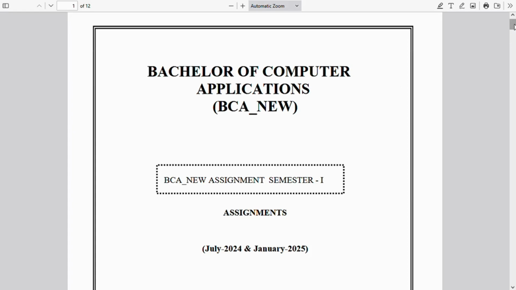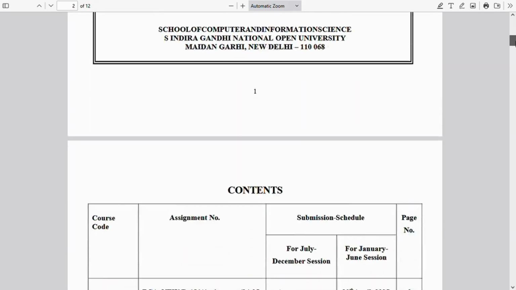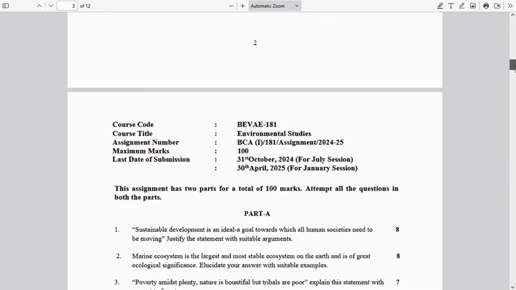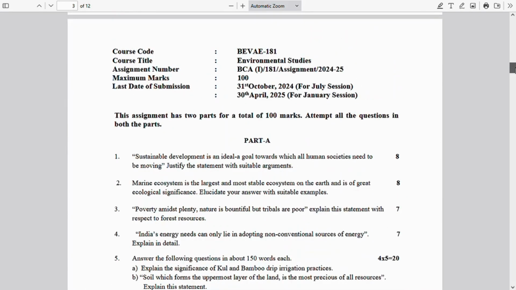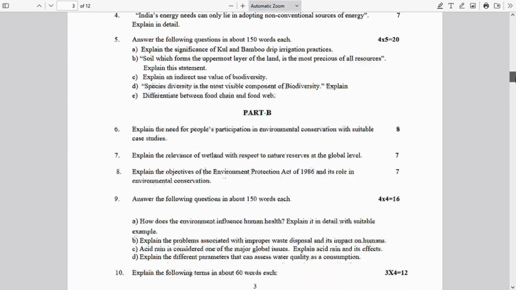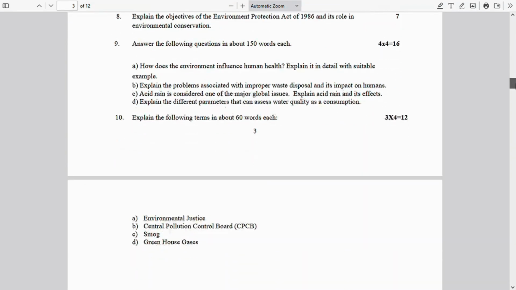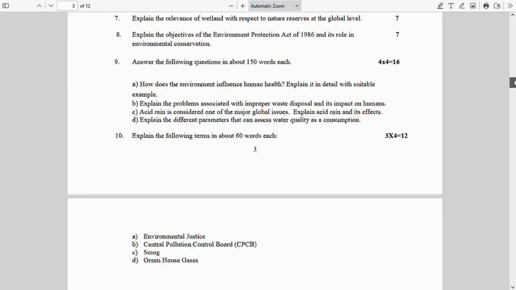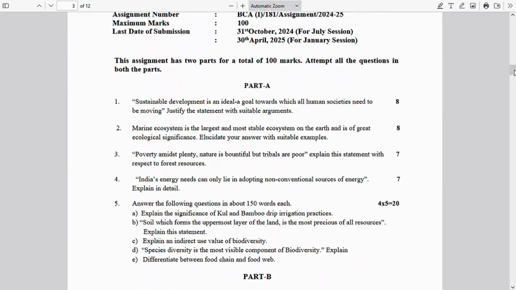Today we will be looking at the assignment of a particular subject. The first subject is environmental studies. As you know, you have to write answers for all these questions, no matter if your course is completed or not. You have to find the answer in the book and write the answer.